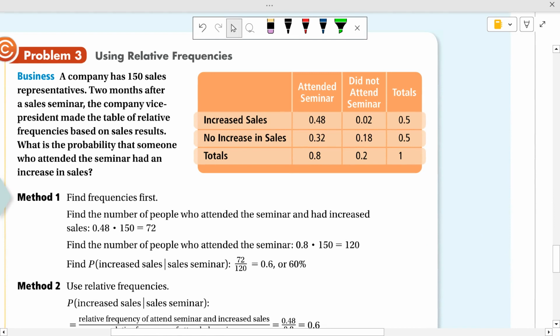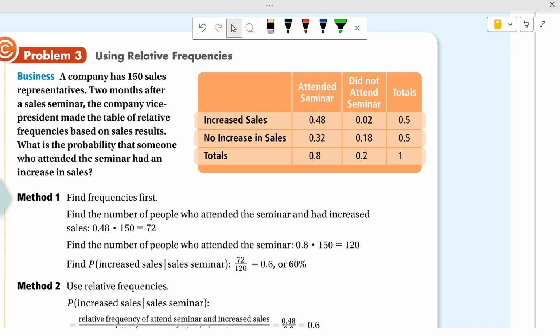Relative frequencies are already percents, so they should add up to 100%. So this is 48%, 2%, 32%, 18%, and you add to get 100%. So a company has 150 sales representatives. Two months after their sales seminar, the company vice president made a table of relative frequency based on sales results. What's the probability that someone who attended this seminar has an increase of sales? The increased sales were 48% of the people who attended the seminar.